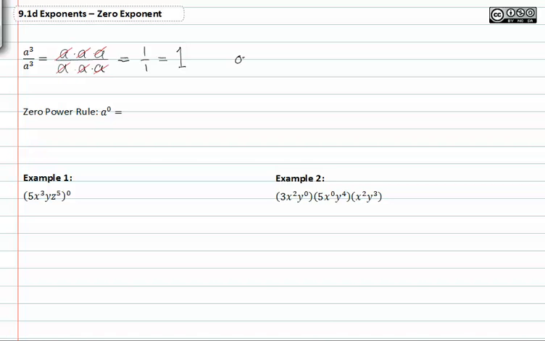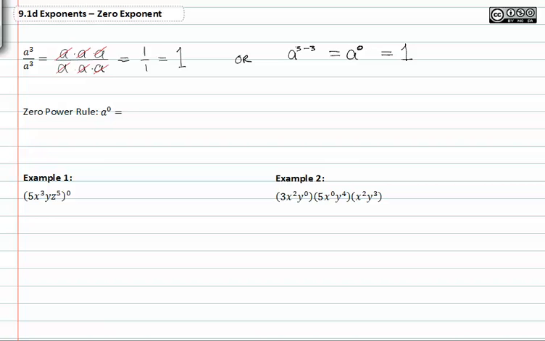Another way to think about this is, if you have a to the third and you subtract 3 from it, which is the denominator's exponent, or the common factors that reduce out, you're left with a to the zero. This is why we can say a to the zero is equal to 1. It's not equal to 0, it's equal to 1.